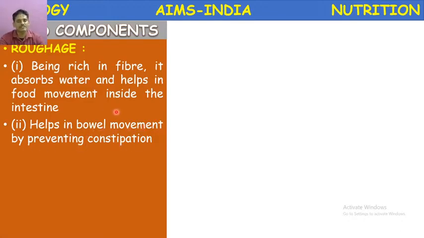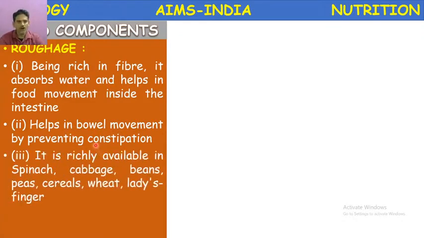Undigested food material in the large intestine or in the rectum is passed out through the anus. That movement is called the bowel movement. It helps in bowel movement and prevents constipation. Constipation means irregular motions. Next, it is richly available in beans, peas, wheat, lady's finger. These are all the food materials which are rich in roughage, or we can say it is available richly in the fresh green leafy vegetables.